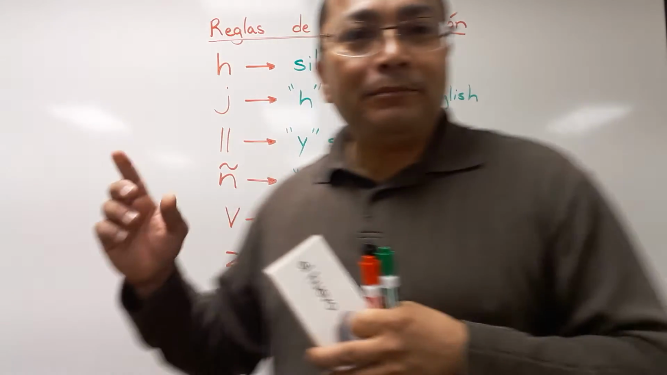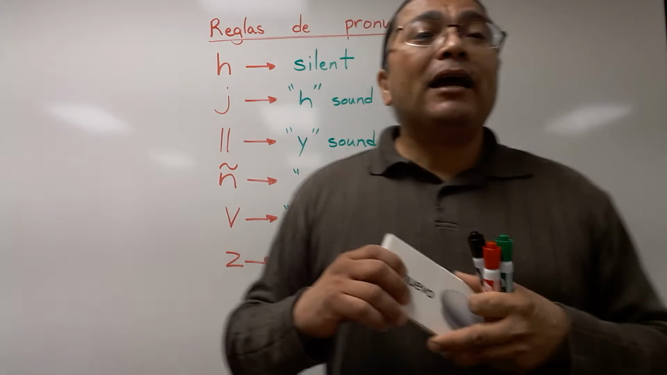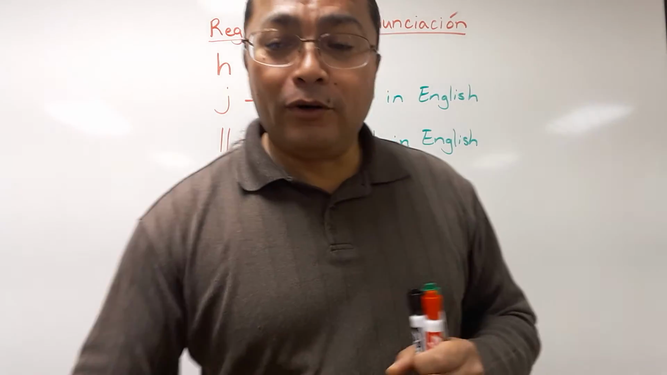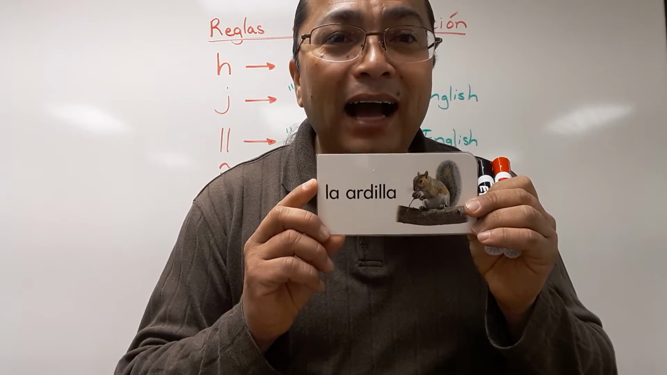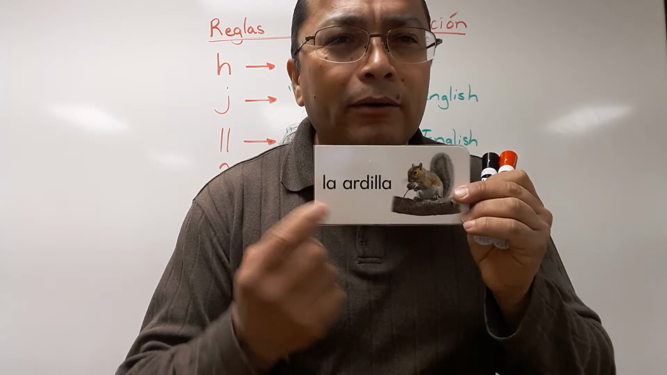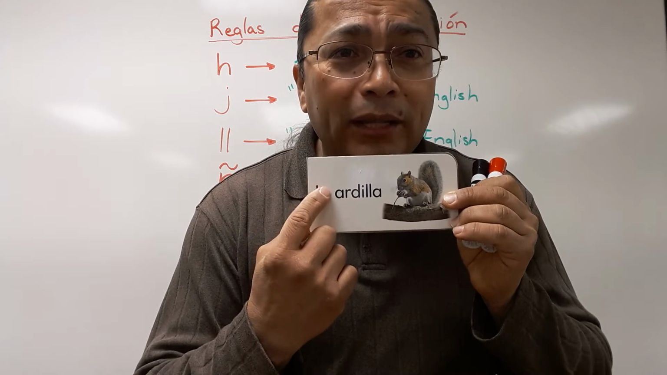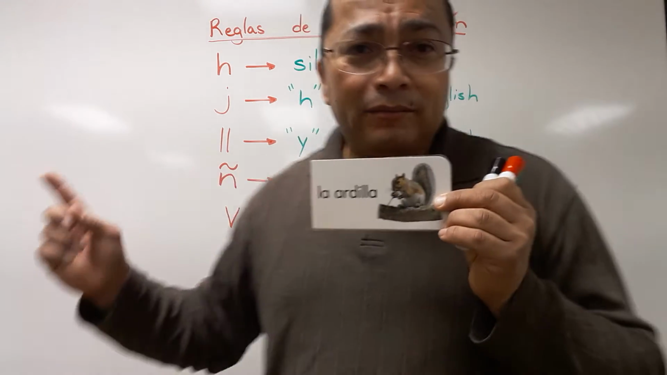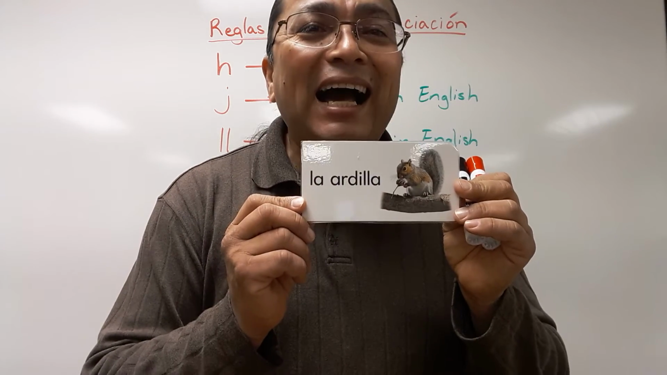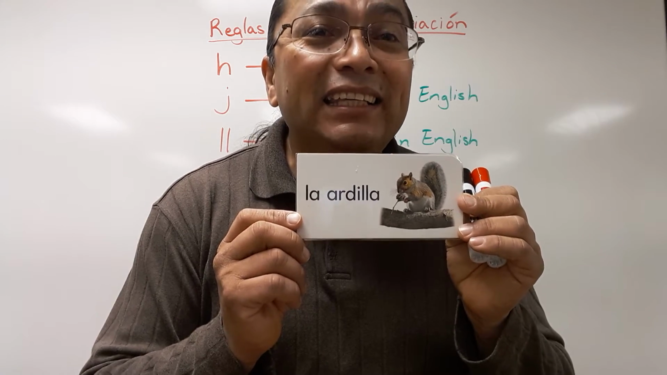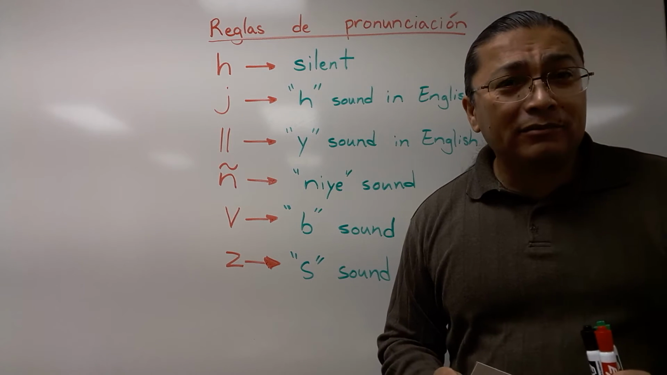aspirated sound. Now, the double L gives you the Y sound. What do I mean? Yi, okay? Like pollo, okay? Here's another very good one. La ardilla. Now, double L, but I'm giving you a yi, ya sound, okay? Double L always gives you a Y sound. Double L, Y sound. So, not ardilla with an L sound, ardilla, okay? Always, okay?